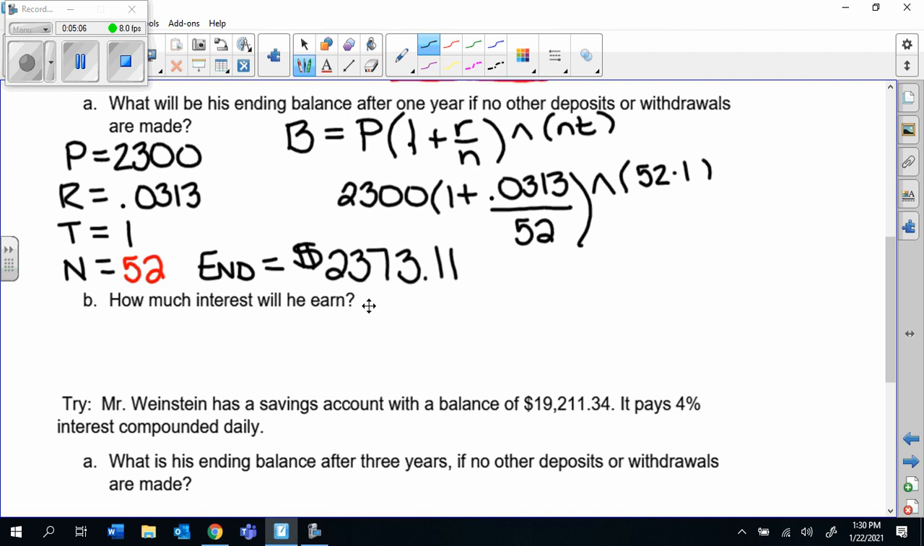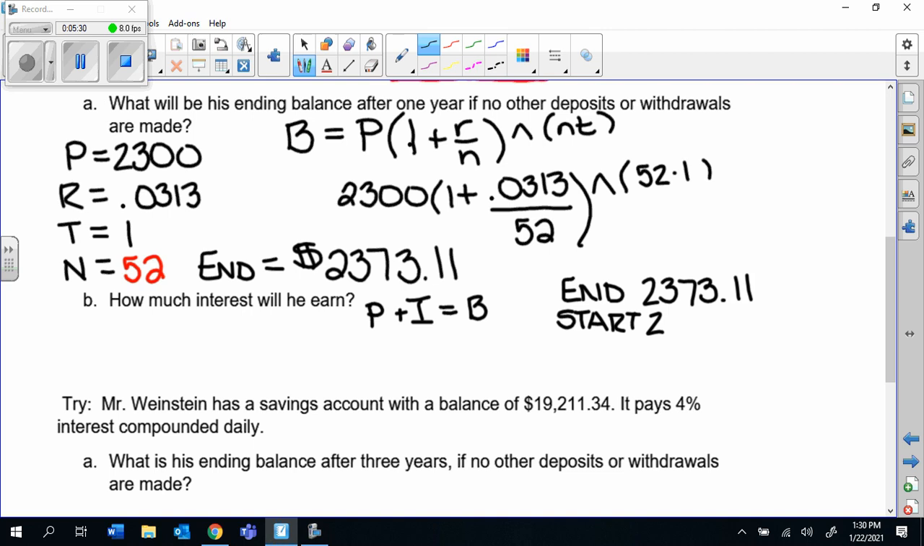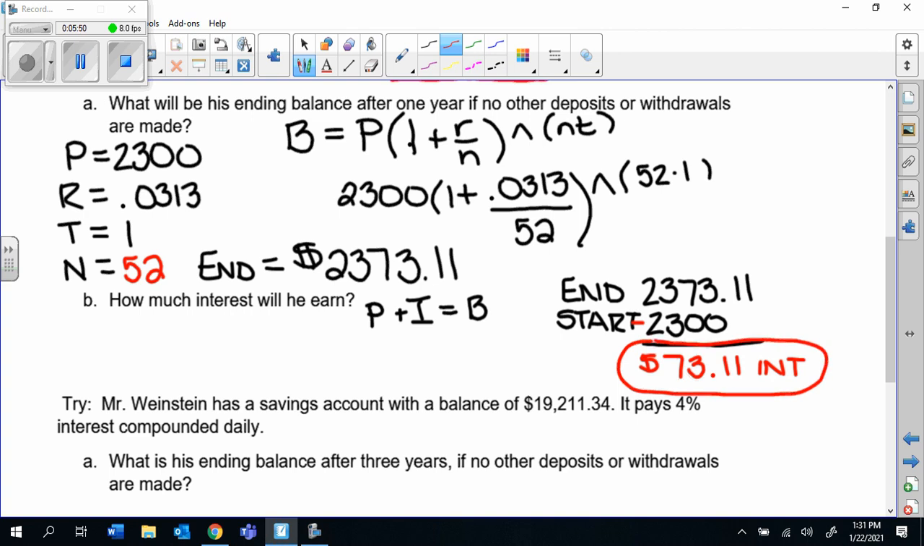Well, remember that what you start with, the principal, plus the interest, is what you end with. He ended with 2373.11. He started with 2300. So if you just think through it, I think it's logical to subtract. He must have earned $73.11 in interest. Because otherwise, where did that money come from? That's what happened. At that 3%, he earned an extra $73.